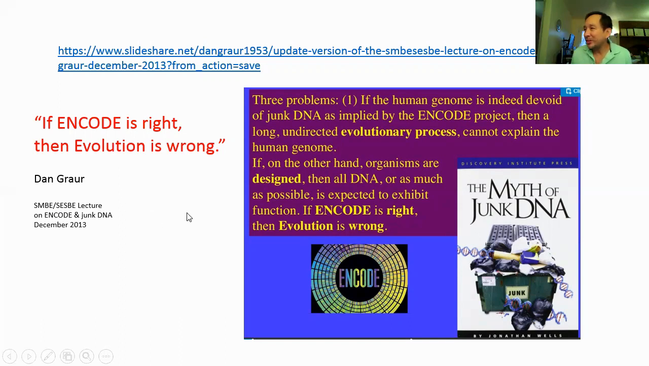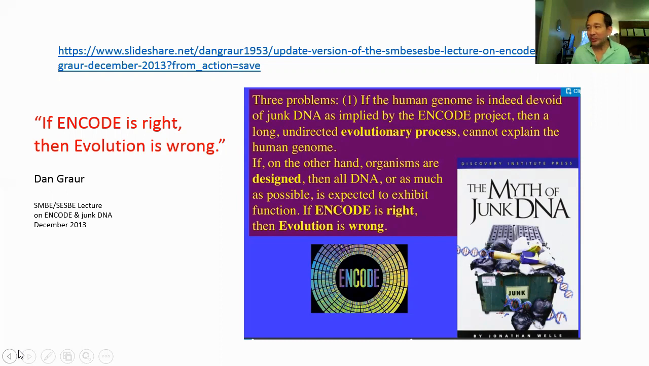And let me just read something he had in his slideshow. He said, 3 problems. If the human genome is indeed devoid of junk DNA, as implied by the ENCODE project, then a long, undirected evolutionary process cannot explain the human genome. If, on the other hand, organisms are designed, then all DNA, or as much as possible, is expected to exhibit function. If ENCODE is right, then evolution is wrong.